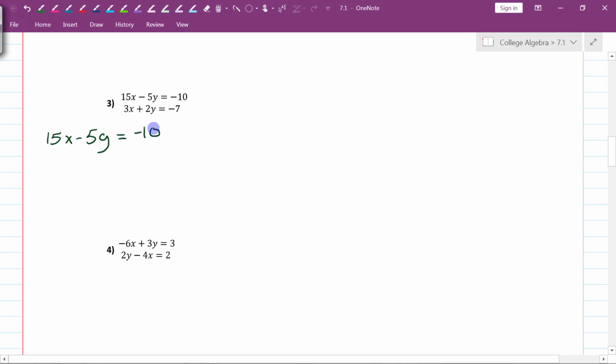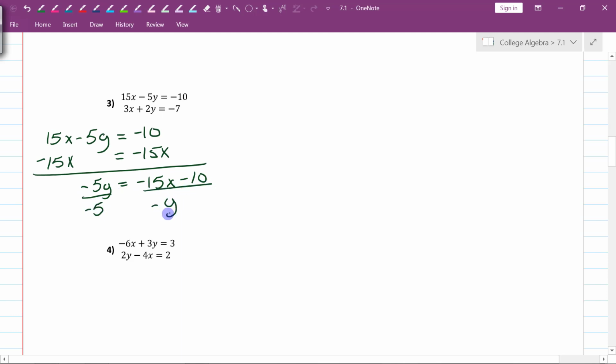I'm solving for y. So I'm going to move my 15x over. What I do to one side, I must do to the other side. Add going straight down, I get negative 5y is equal to negative 15x minus 10. I'm going to divide both sides through by negative 5 because remember, I am solving for y. And what I do to one side, I must do to the other.